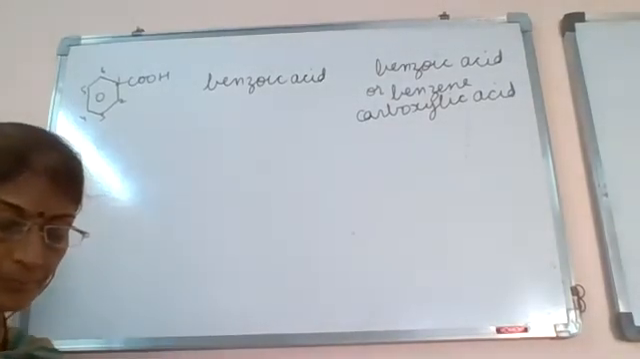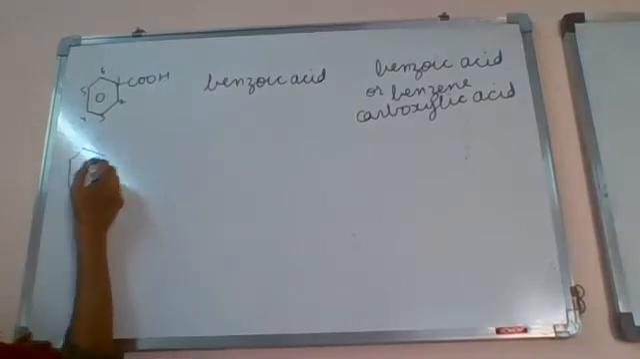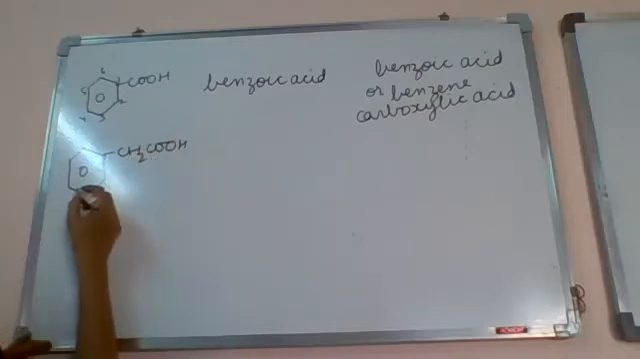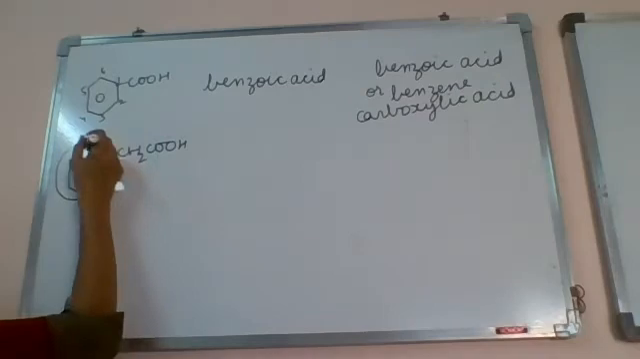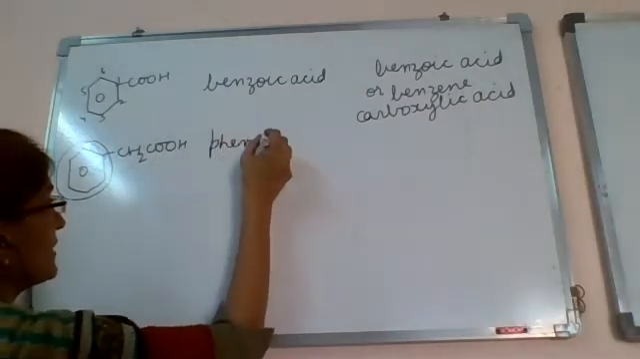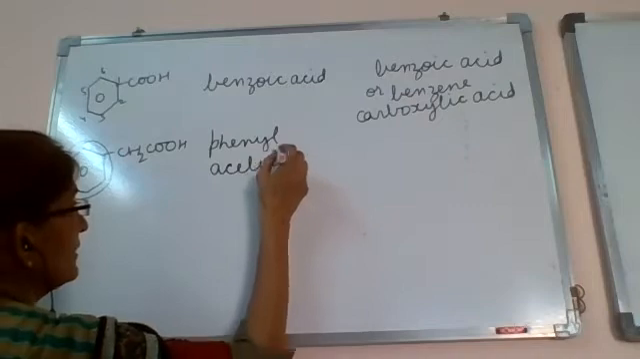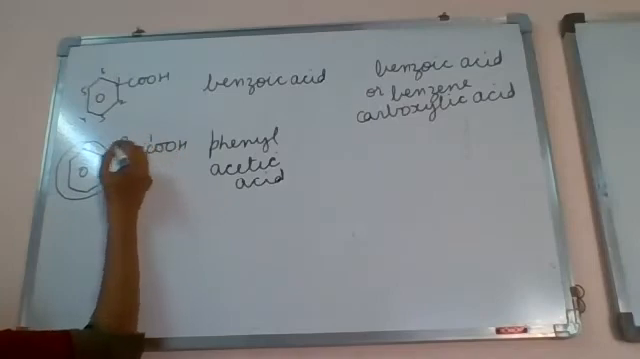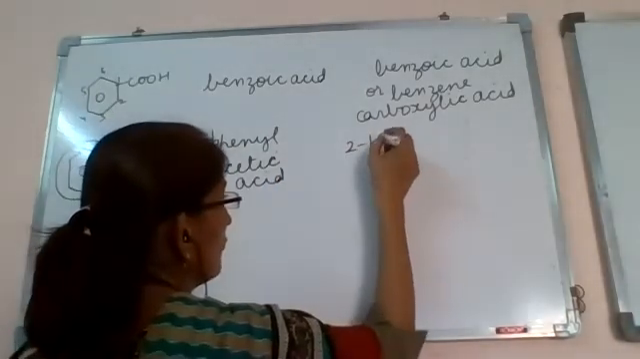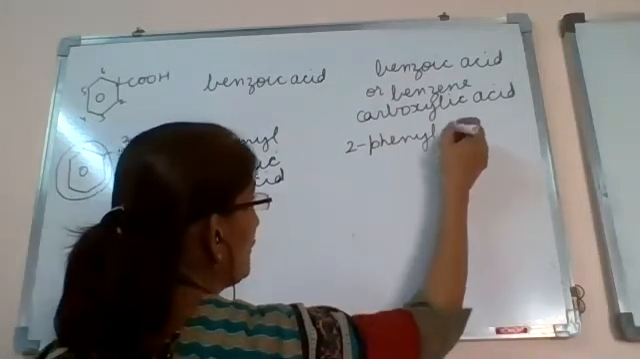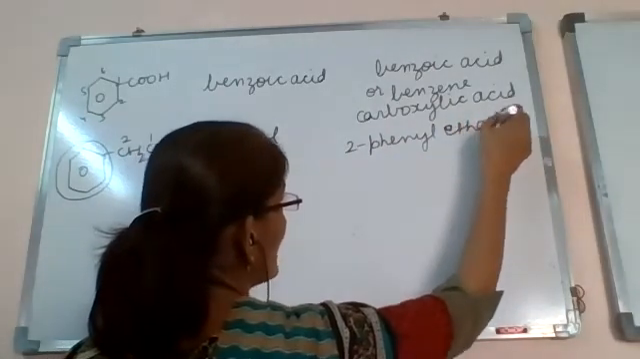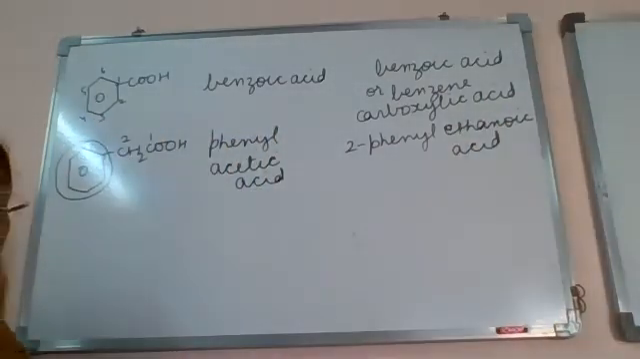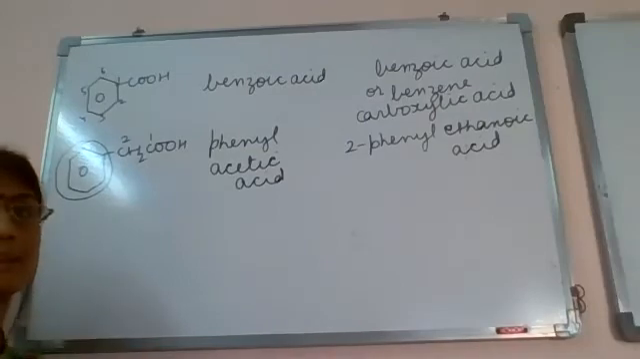Next is ring, then CH2COOH. इसका कॉमन नेम है फिनाइल एसिटिक एसिड. Common name is phenyl acetic acid. Phenyl acetic acid. Now IUPAC name will be given as 2-phenyl ethanoic acid. For IUPAC name we have to make a chain. 2-phenyl ethanoic acid. That is IUPAC name for phenyl acetic acid.